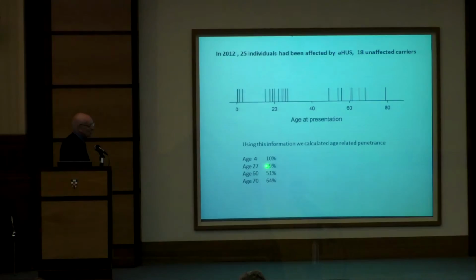So using this information, we were able, using specialist genetic techniques, to calculate what was the risk of developing the disease in this family at certain ages. So we worked out at the age of 4, 10% risk; 27, 29%; 60, 51%; and 70, 64%. The difficulty in this family with the eldest person developing it at 79, it's very difficult to say to a 60, 70-year-old that you can't really say there's no risk for you whatsoever. All we can do is give the figures that we have here. But for an individual who carries the genetic abnormality, there is probably at best in this family, as far as we can say, a 64% risk of developing the disease during the lifetime.